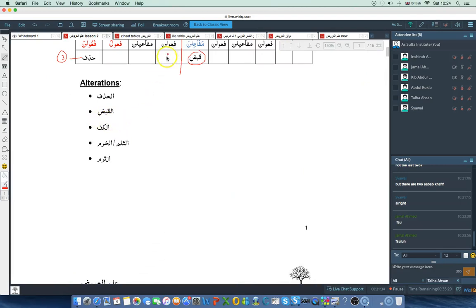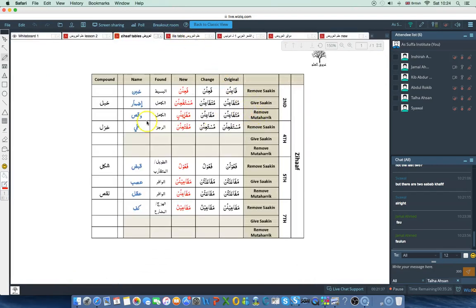Next one is qabad. Okay, so let's go to our table. So qabad is over here. So what is qabad? It is to remove the sakin. I've made this table slightly different. So you look at the fifth letter and you remove the sakin. So for example, fa'ulun: 1 1 0 1 0. So 1 2 3 4 5. The fifth letter, if it's a sakin, remove it. So what are you left with? Fa'ulu.